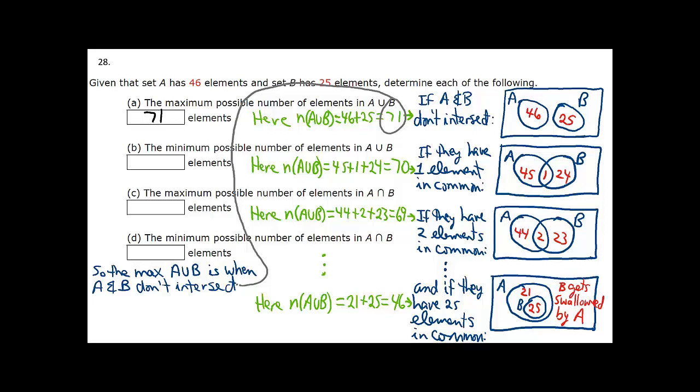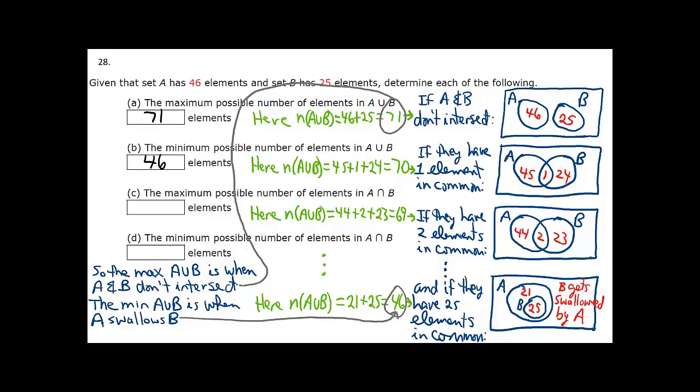Well, what about the minimum number of elements in the union? You can see that's going to be at the bottom. When B gets completely swallowed by A, you only have 21 plus 25, you have 46. That's the smallest it can be. So in general, when you're doing maximum union, it's just adding the two element numbers together. When you're doing the minimum union, you pick the bigger one because it's completely swallowed the smaller one and you're only left with the 46.